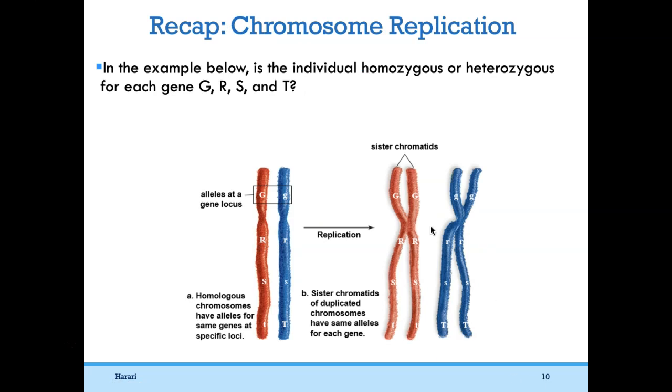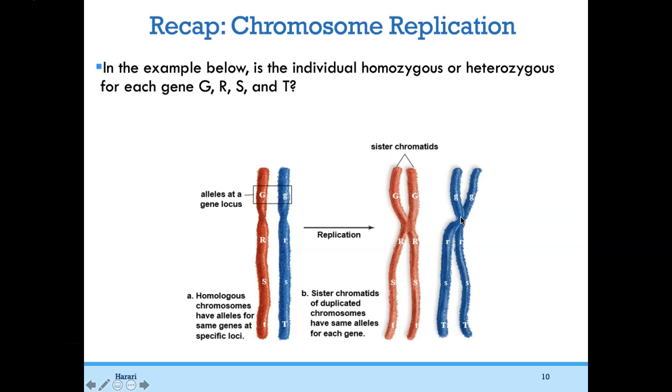So, here is another picture taken from the book. This is a different chromosome that has 4 genes, G, R, S, and T. Now, these are homologous chromosomes that have the same genes at the same specific loci, but the alleles might be different. So after replication, before meiosis 1, each homologous chromosome has a sister chromatid.